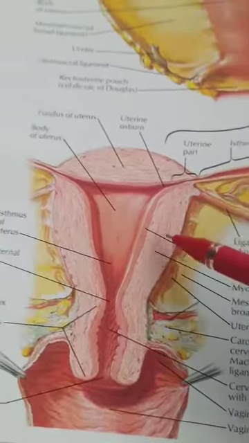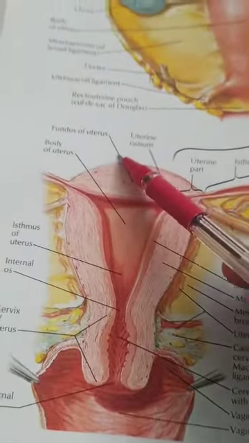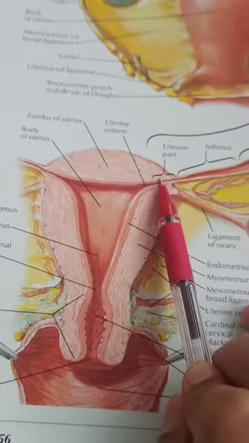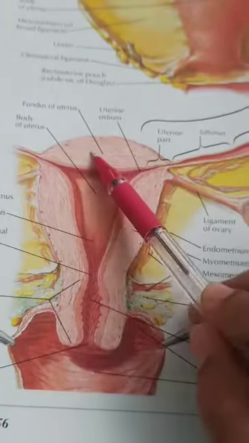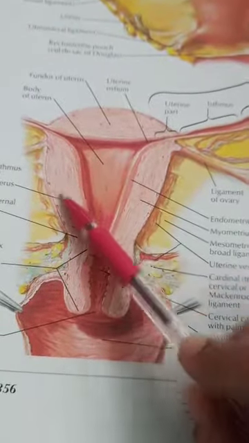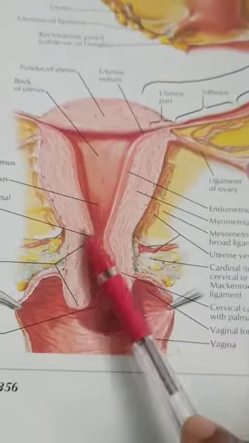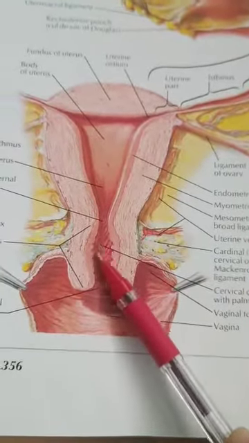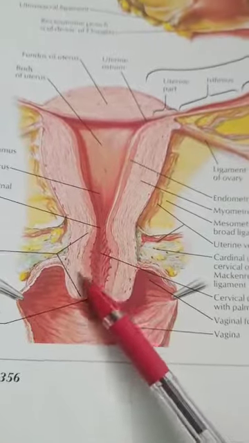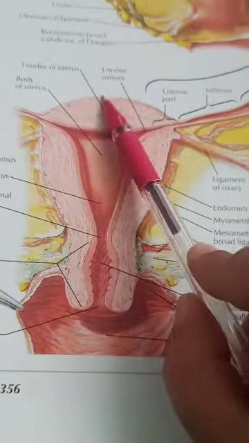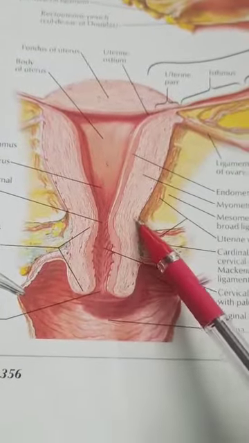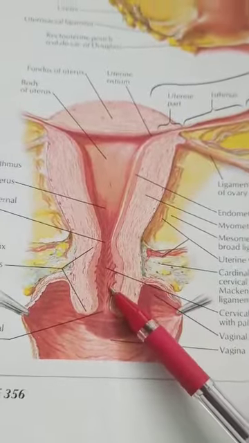The next is parts of the uterus. The upper bulged portion is known as the fundus of the uterus, and the lower main part is known as the body of the uterus. This constricted part is known as the isthmus of the uterus, and this lower portion is known as the cervix of the uterus. So fundus, body, isthmus, here we can see a constricted part, and here comes the cervix.